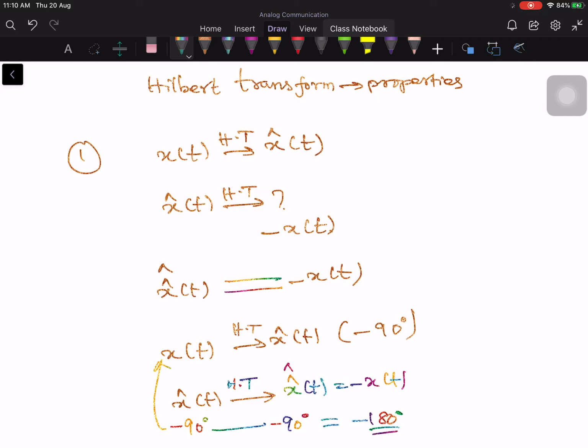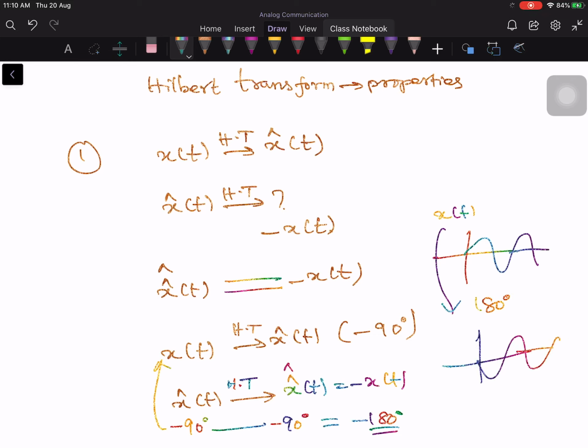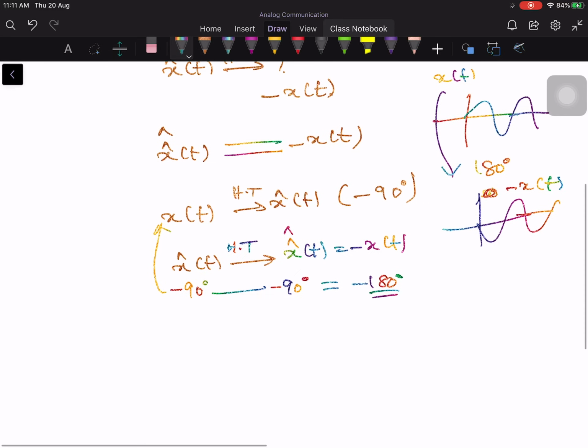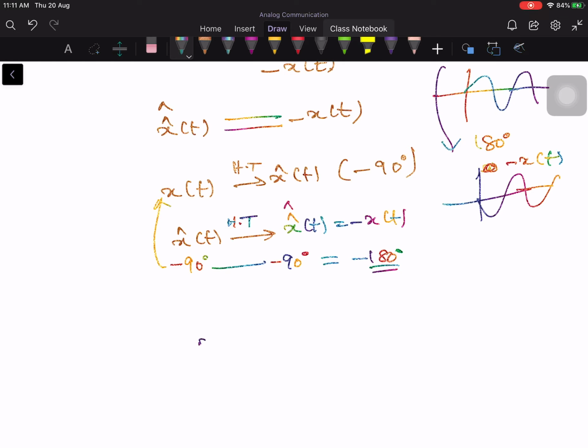So if the signal, let's say x of t, is like this, then positive becomes negative, negative becomes positive. So essentially, after 180 degree phase reversal, the signal is going to be like this. So obviously this is minus x of t. Therefore, if you take two times Hilbert transform, finally you will end up with minus x of t. So x double hat of t is equal to minus x of t. This is the first property.